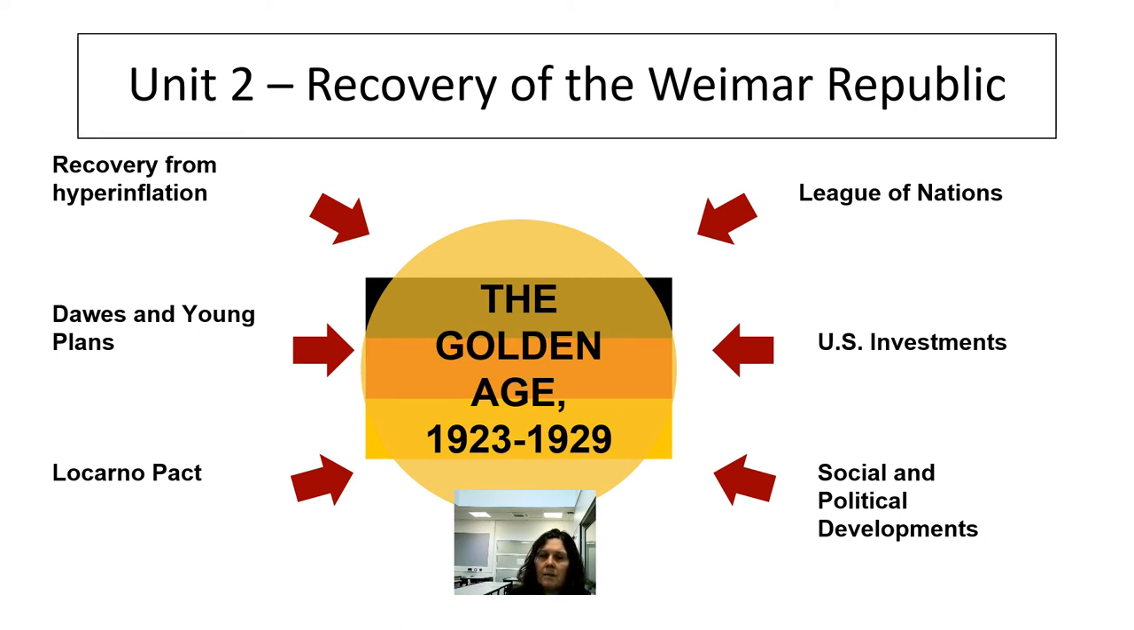There were other social and political developments in this time period. This was roughly between 1924 and 1929, when this was all going on. Improvements in society, improvements in architecture and art, for example, sort of cultural developments, and also improvements in people's lives in general, especially for the role of women, for example. So this is more of a positive age, the golden age, as it's called. All right, so that's the second unit.